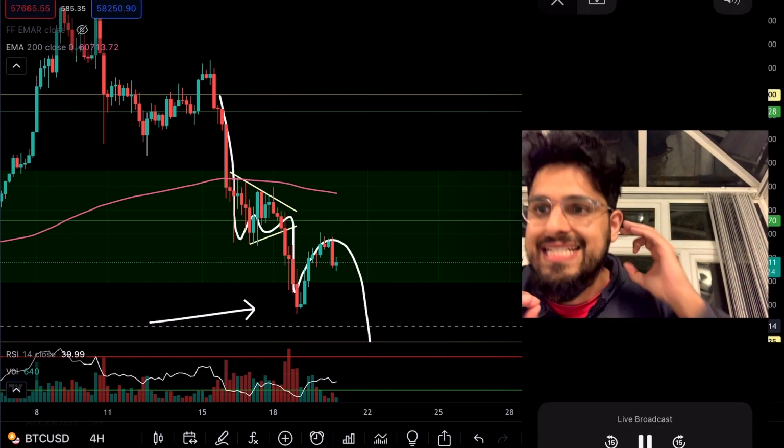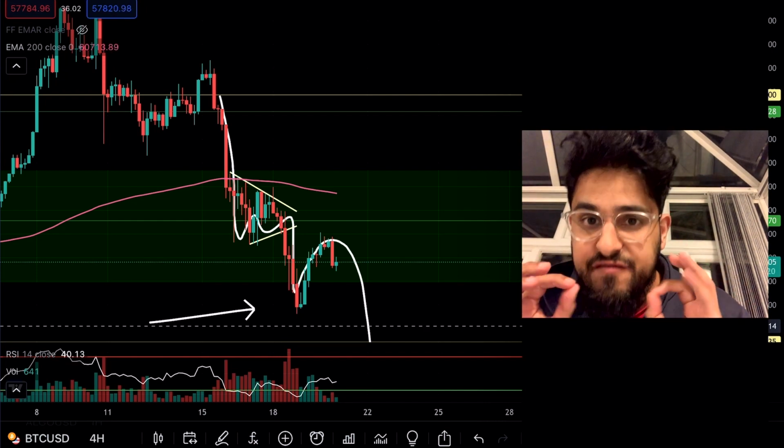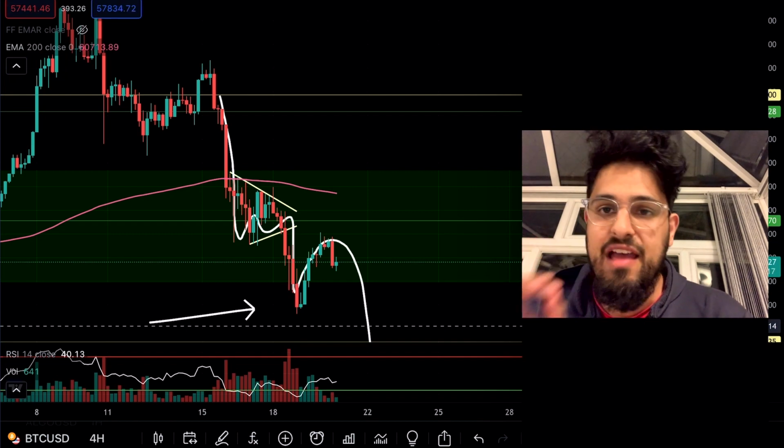Now we're gonna go take a look exactly at the Algorand chart and exactly at the COTI chart to see where we could be heading and what patterns I've just seen in the charts. And I'm gonna give you the exact levels I'm looking out for.